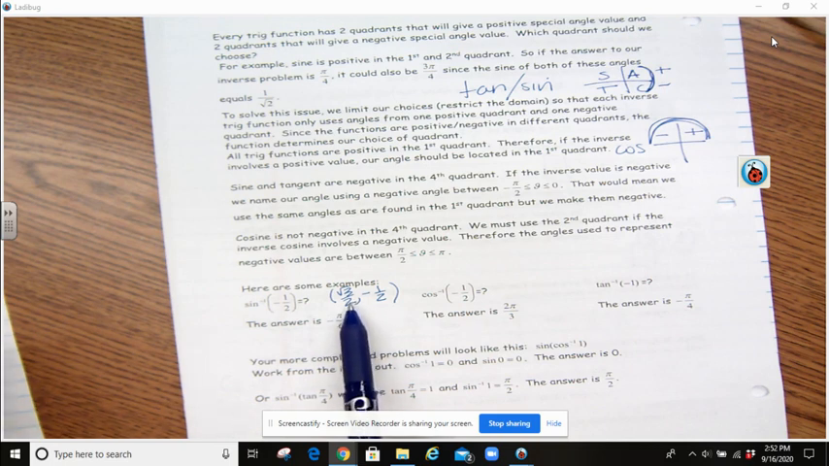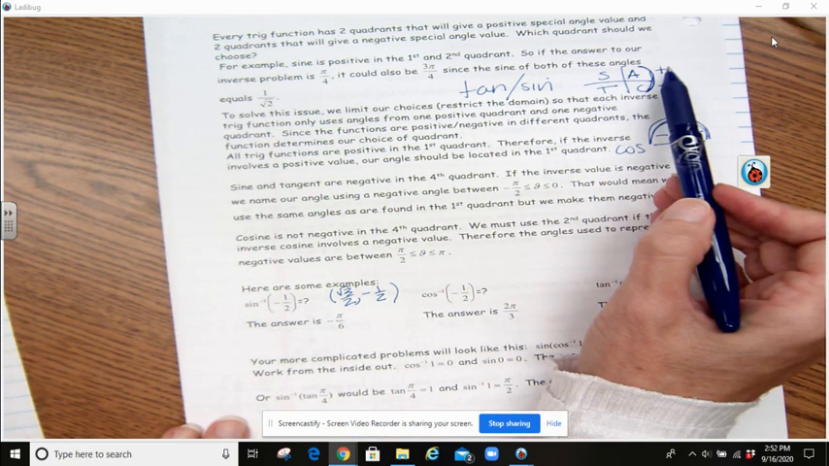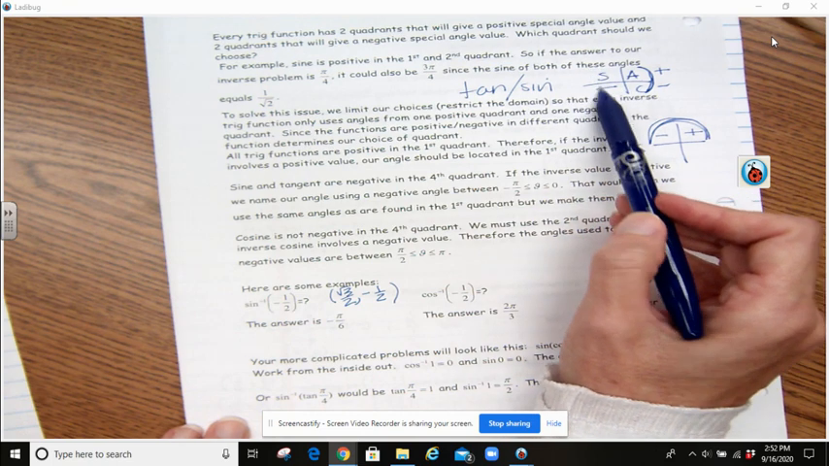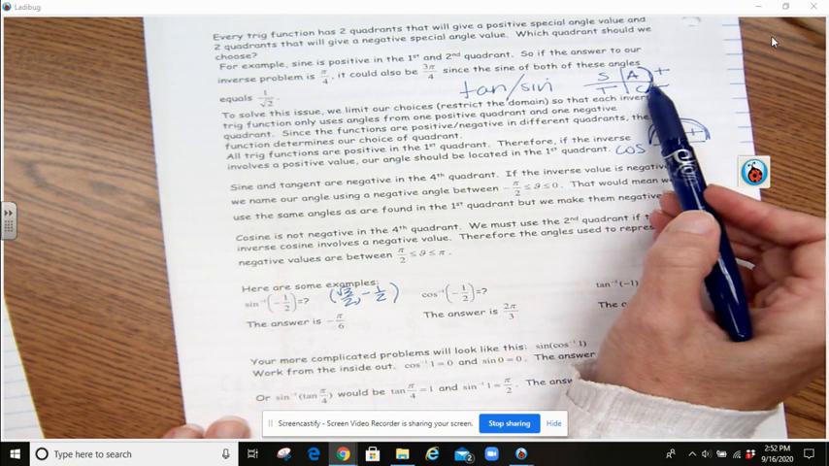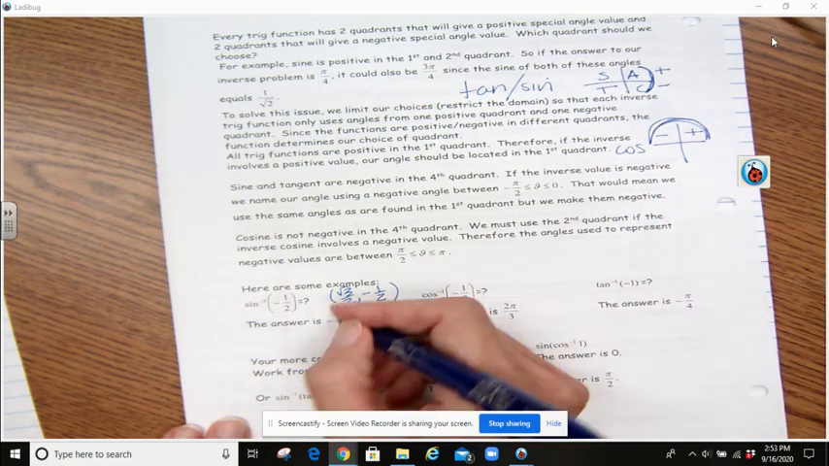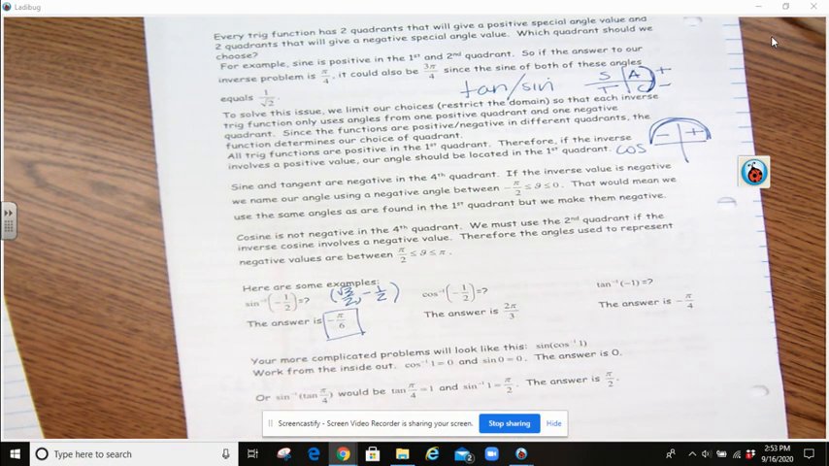So normally we would say 11 pi over 6, but we aren't allowed to say 11 pi over 6 because 11 pi over 6 would rotate us into the second and the third quadrant. We're not allowed over there. So instead, we stay at that positive x-axis and rotate clockwise to get to negative pi over 6 instead.